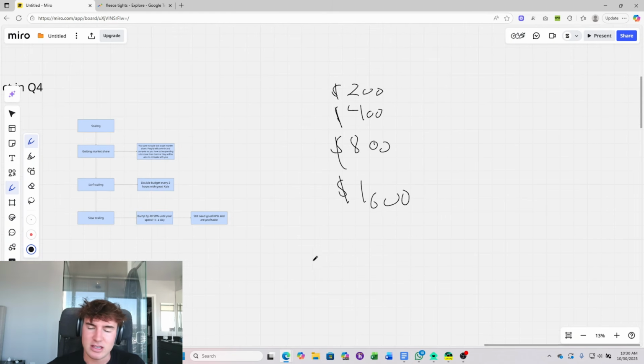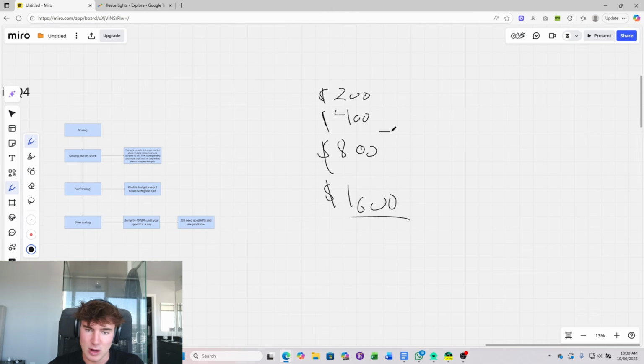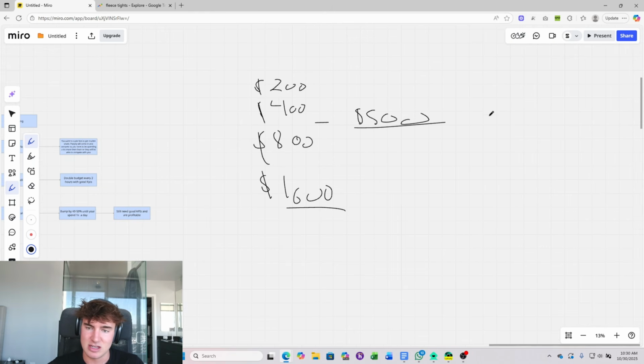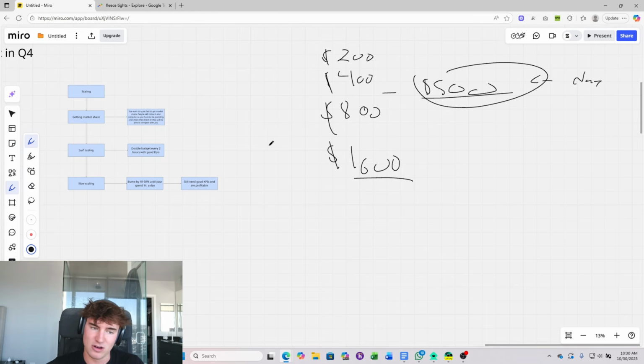And don't get scared about surf scaling. You aren't going to spend $1,600 a day. If you surfed up to $1,600 a day, you're probably going to fall in here and you're probably going to end up spending like $500. If you spend $500, that's how much you spent at the end of the day. This is your new daily budget. So this is what you would set for tomorrow.